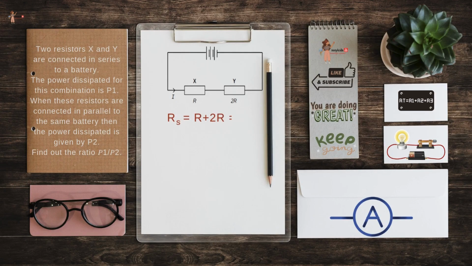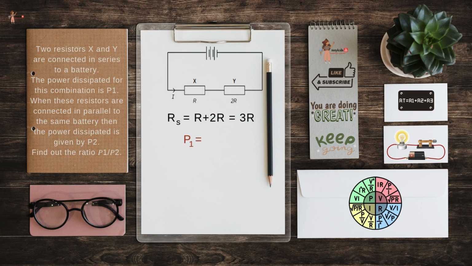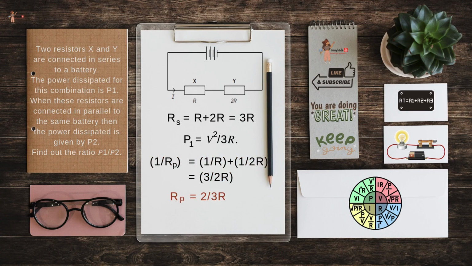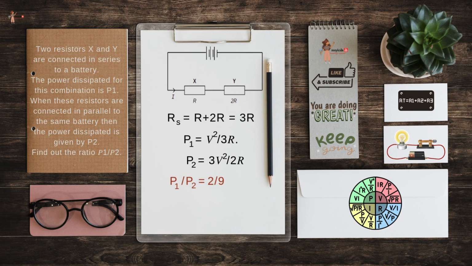For series, total resistance would be R plus 2R, that is 3R. Thus, power would be V square upon 3R. For parallel, the total resistance would be 2 by 3R. So, the power would be 3V square upon 2R. Thus, the ratio of two powers would be 2 upon 9.